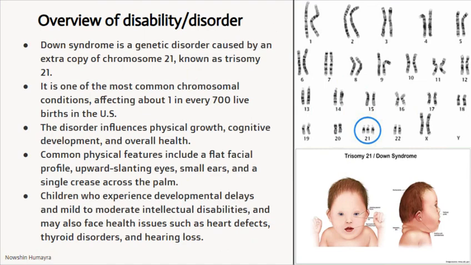Overview of disability. Down syndrome is a genetic disorder caused by an extra copy of chromosome 21, known as trisomy 21. It is one of the most common chromosomal conditions, affecting about 1 in every 700 live births in the United States. The disorder influences physical growth, cognitive development, and overall health.